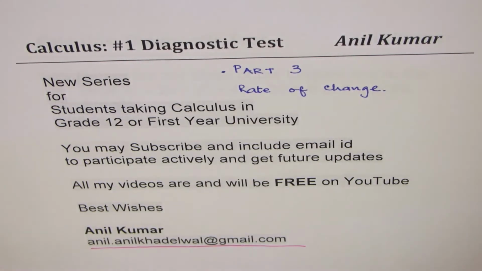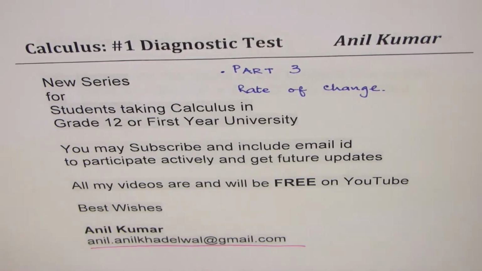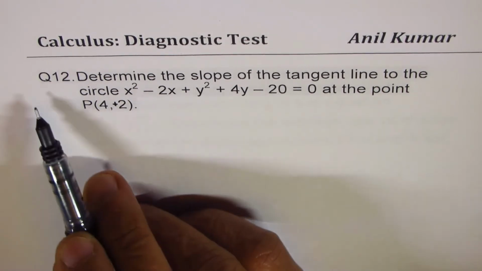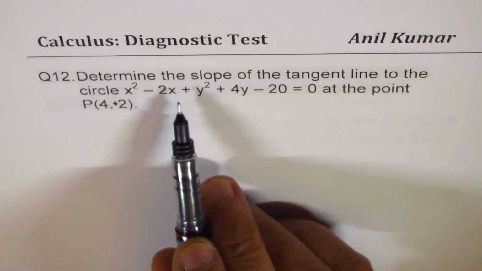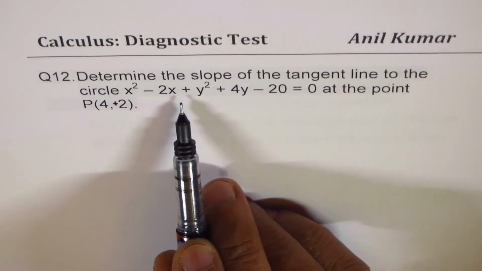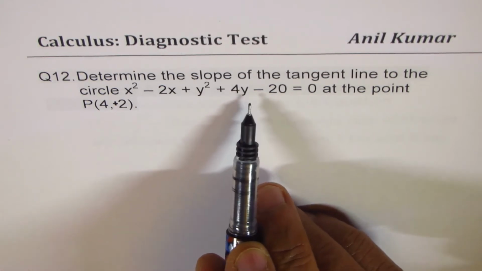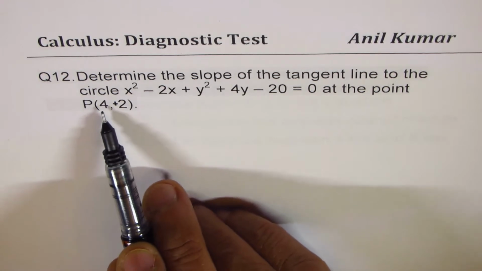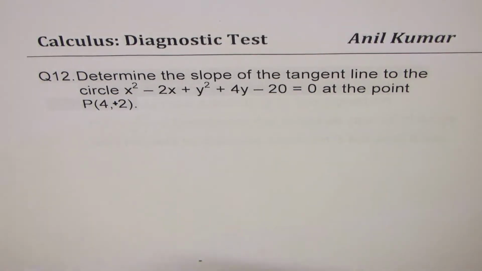So I'll take up examples which we have discussed on rate of change. Here is question number 12. We have done the first 11 questions in parts 1 and 2. Question number 12 is: determine the slope of the tangent line to the circle x square minus 2x plus y square plus 4y minus 20 equals 0 at the point P(4, 2). Now, how will you do this? You can copy the question and try it out.